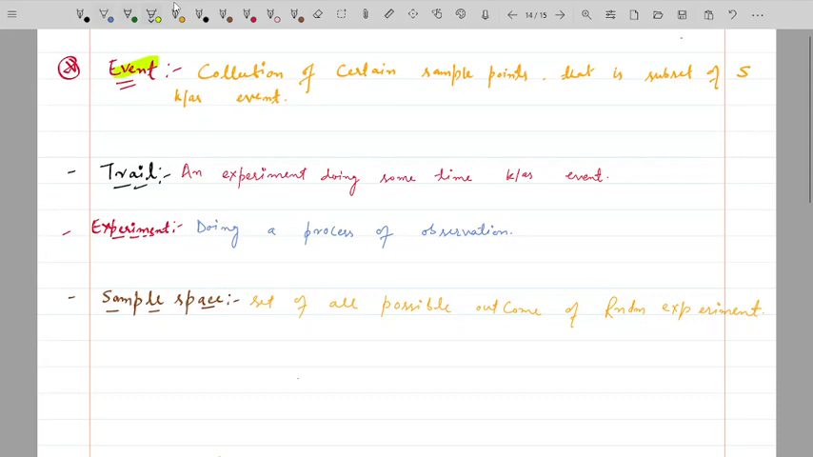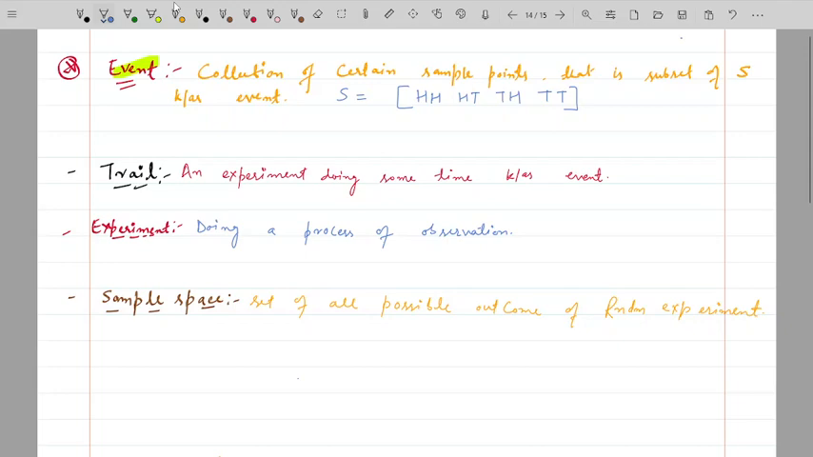As an example, for sample space S, if you toss two coins simultaneously, then the possible outcomes are head head, head tail, tail head, and tail tail. These are the total possible outcomes of two coins when you toss them simultaneously, and all the possible outcomes come under the sample space S.